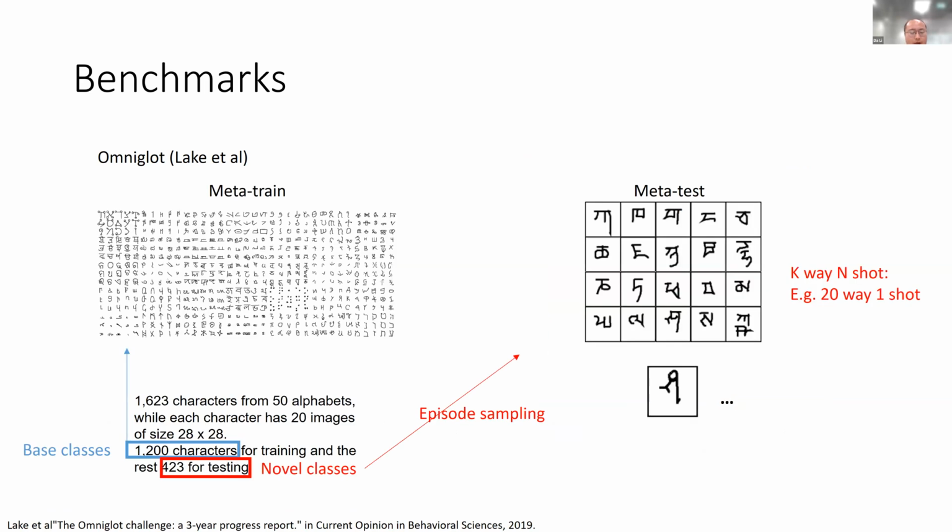Okay, here I will give a little more description of how people normally do this few-shot evaluation. Like I said, people normally treat 1,200 characters as the base classes, so we can think about this as the meta-train dataset. And they use the 420 classes for testing. Those are novel classes. Normally they just use the base classes to train a base model in whatever way you are interested, and then they do some episode sampling at the test stage. Normally they sample in K-way N-shot. K-way means K different classes, and N-shot means N support images for each class. So in this example, it's 20-way 1-shot.